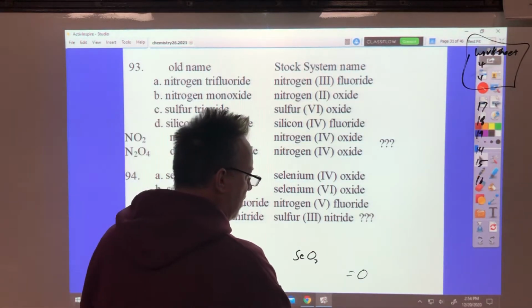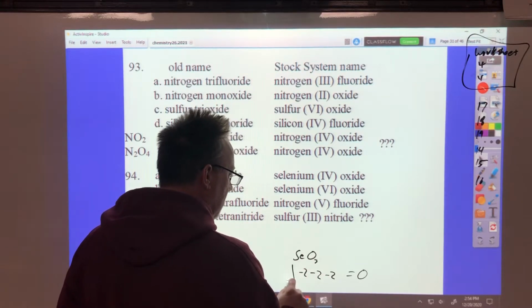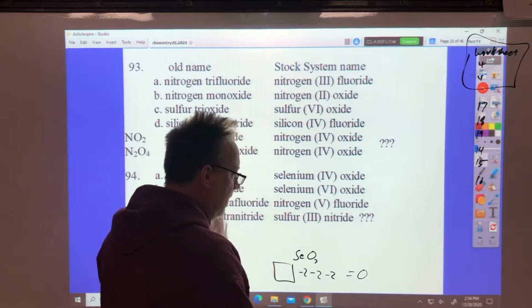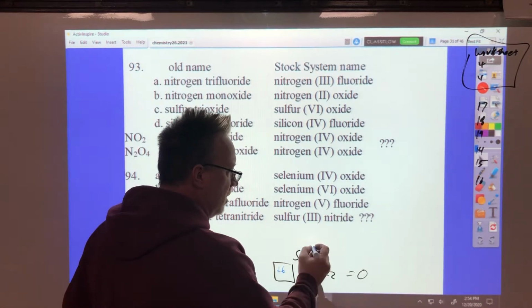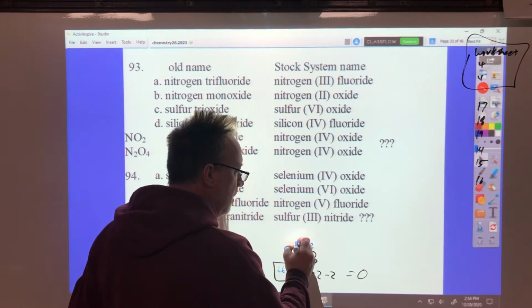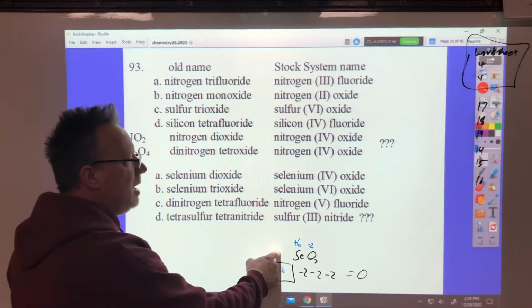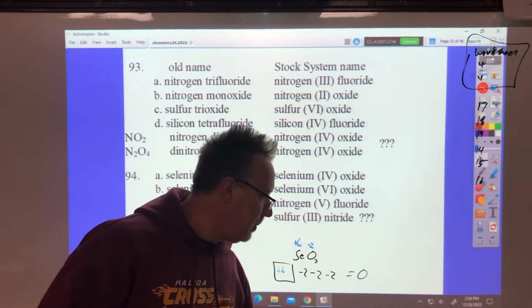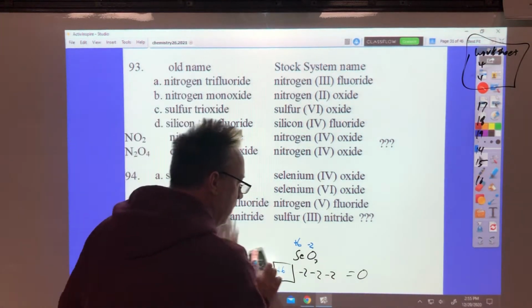So I have 3 oxygen, -2, -2, -2, and something for selenium has to equal 0. Well, you ought to know that +6, -2, -2, -2 gives you 0. So the oxidation number is -2 for oxygen and +6 for selenium. So its name is selenium 6 oxide, because that's the oxidation number of the selenium. That's not hard.